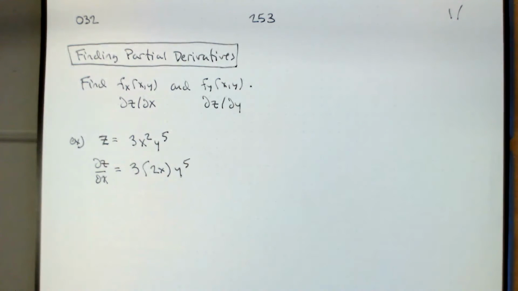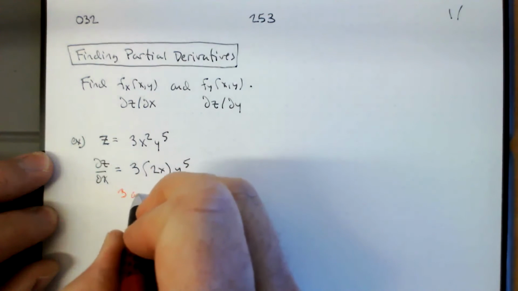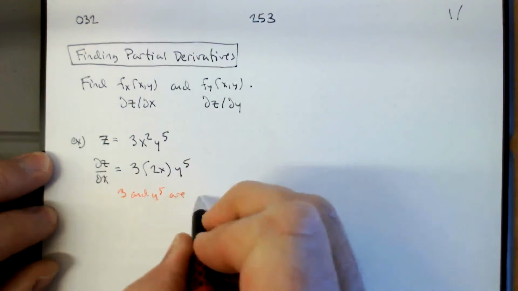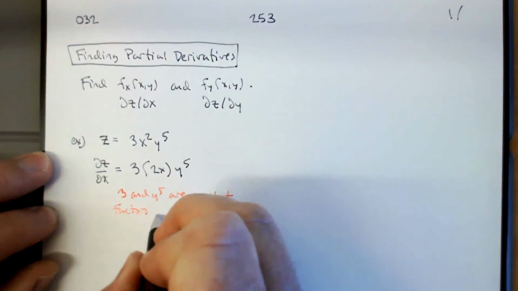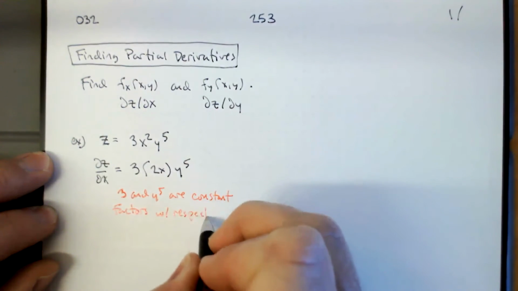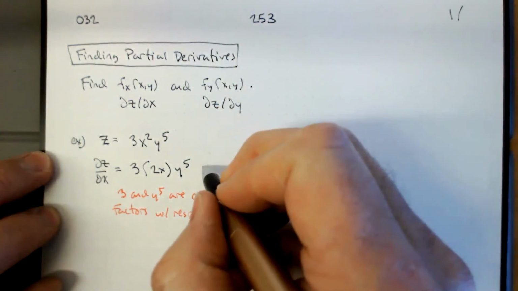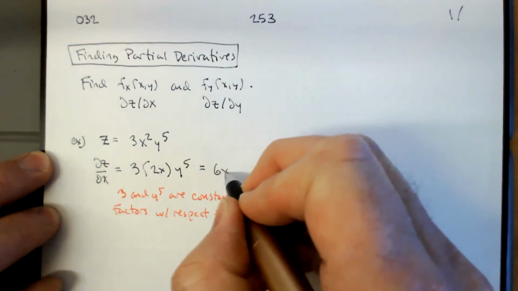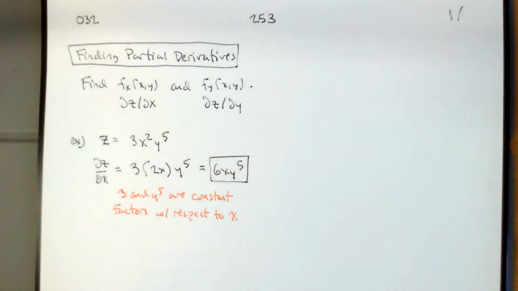So the partial of z with respect to x has 3 and y to the fifth as constant factors. With respect to x, 3 and y to the fifth are constant factors. Now we would want to simplify this to 6x y to the fifth. There's the partial of z with respect to x.